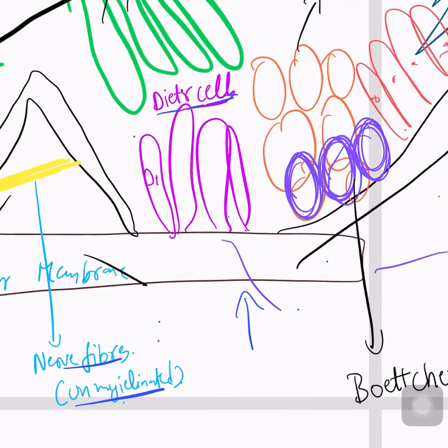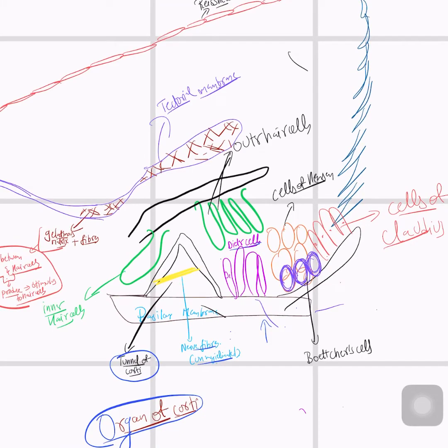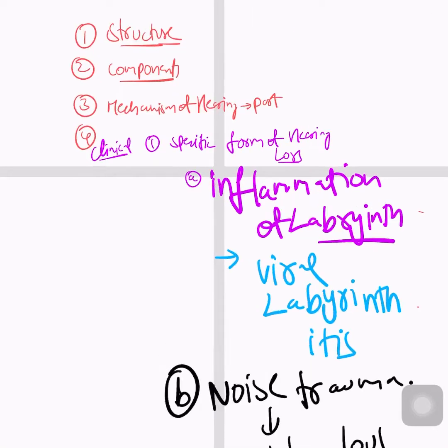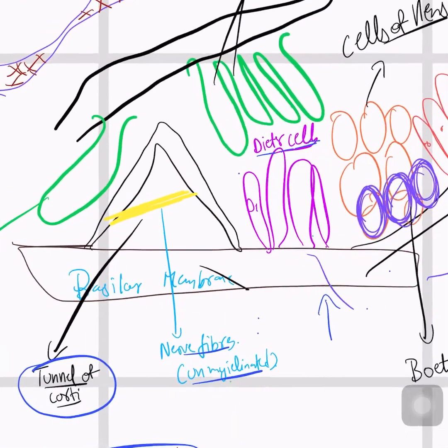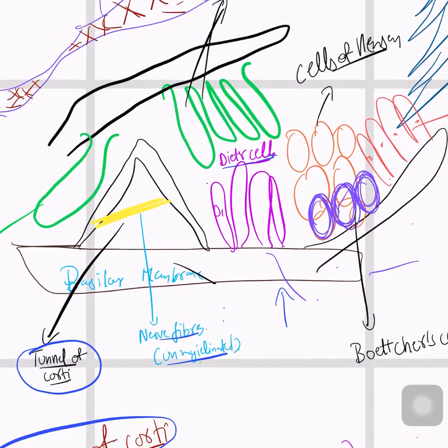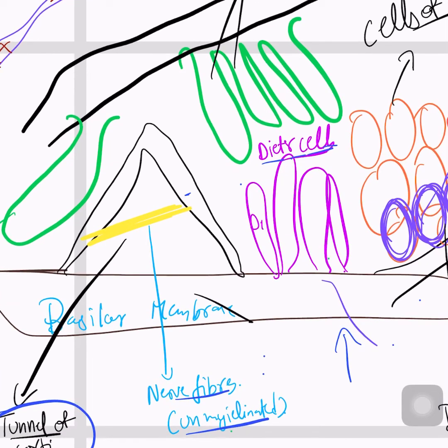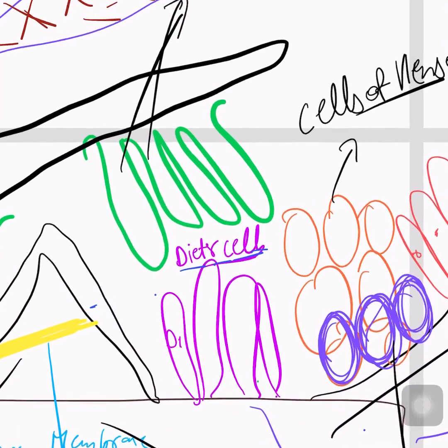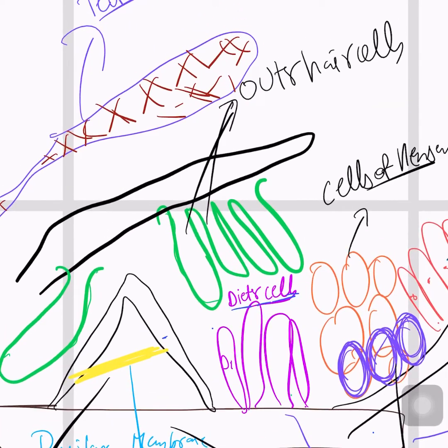So before we understand that completely, let's understand the structure, the components, the mechanism of hearing, and the clinical parts. So for the structure, we spoke about the basilar membrane, we spoke about the triangle as in the rods, right? And we have the nerve fibers which are passing by, that is the unmyelinated nerve fibers. Anteriorly to that we have drawn the outer hair cells, and posteriorly to that we have written the inner hair cells, right?